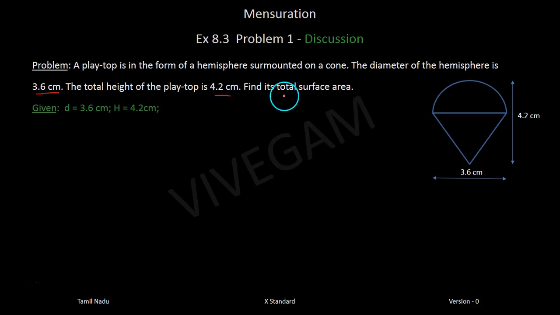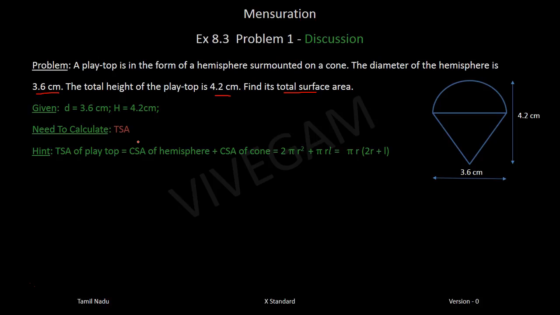Then what are we asked to calculate? We are asked to calculate the total surface area of the plate top, of the hemisphere as well as of the cone. That's the total surface area. So now let's write a short hint.